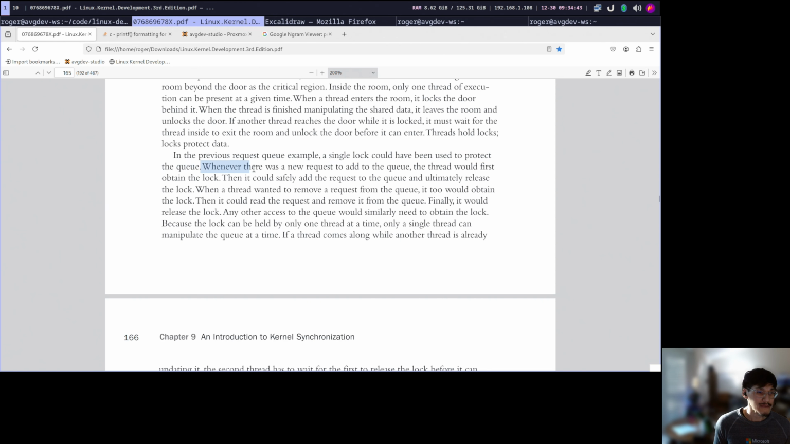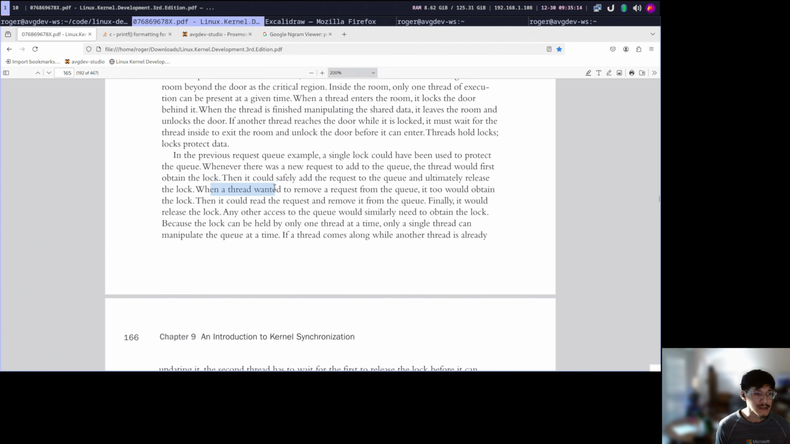Whenever there was a new request to add to the queue, the thread would first obtain the lock. So basically when we're ready to add a new request at the end of the queue, that operating thread must obtain a lock. So now no one can touch the queue. Then it could safely add the request to the queue and ultimately release the lock. So it's usually just like a function call: lock, do your thing, and then unlock. So when you're writing your program, you have to implement this.